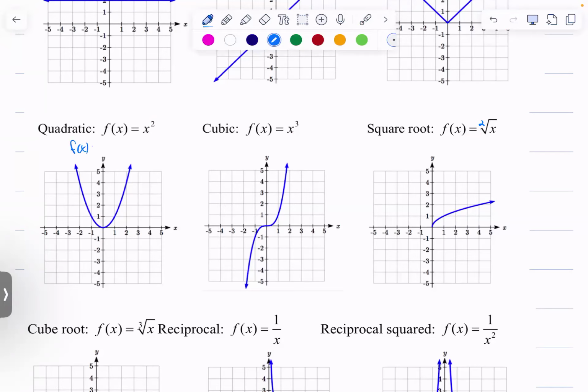Even if you add in something like f of x is equal to x squared plus x plus 4, if the highest power on x is 2, the overall shape will always look like a parabola. And so that's cool. So knowing what an x squared looks like, right? You also know what something a little bit more complicated looks like overall.